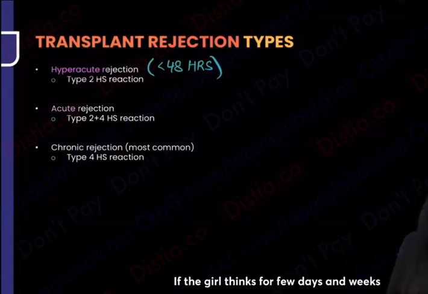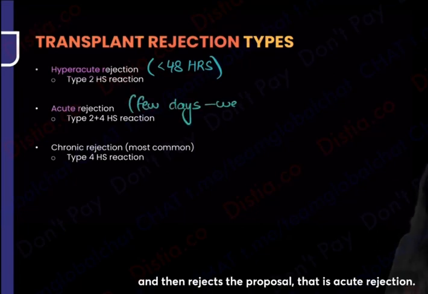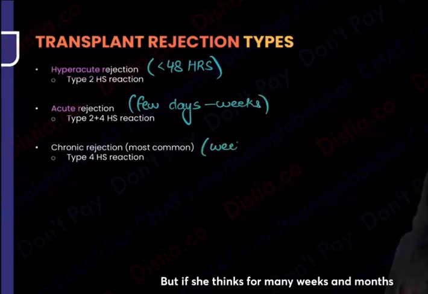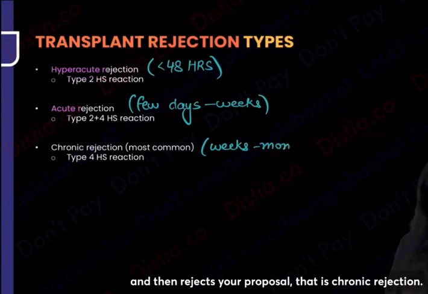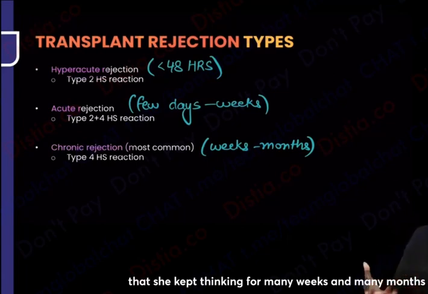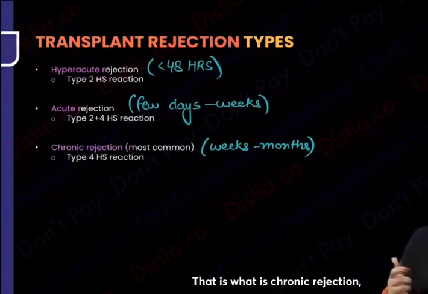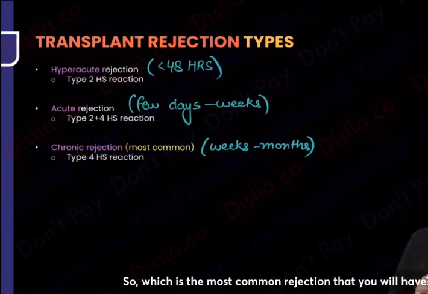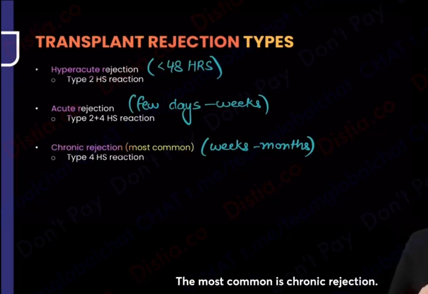If the girl thinks for a few days and weeks and then rejects the proposal, that is acute rejection. But if she thinks for many weeks and months and then rejects your proposal, that is chronic rejection. This is basically the friend zone, that she kept thinking for many weeks and many months, and after that she friend zoned you. That is chronic rejection, which you see most commonly. Friend zoning is one of the most common things that you notice, right? So which is the most common rejection? The most common is chronic rejection.